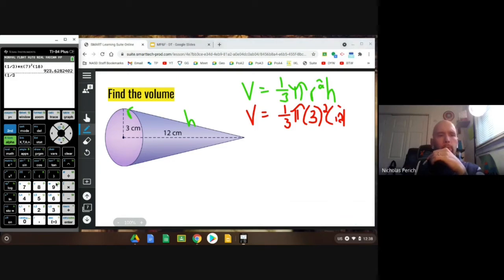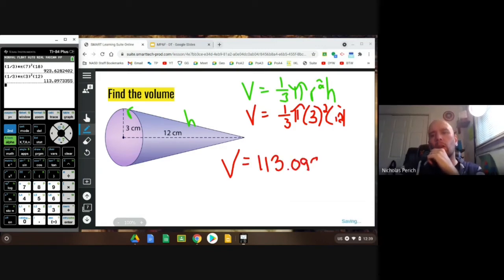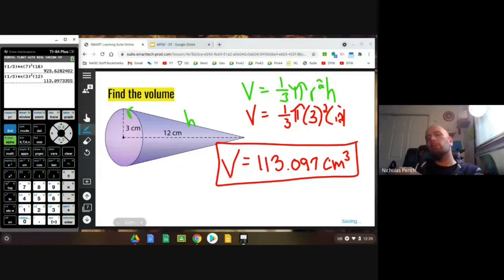1/3 times pi, parentheses, 3 squared. I want to be consistent. 3 squared, times 12. The answer is 113.097 centimeters cubed. Okay.